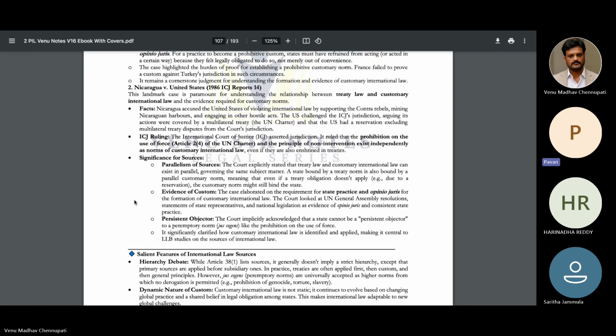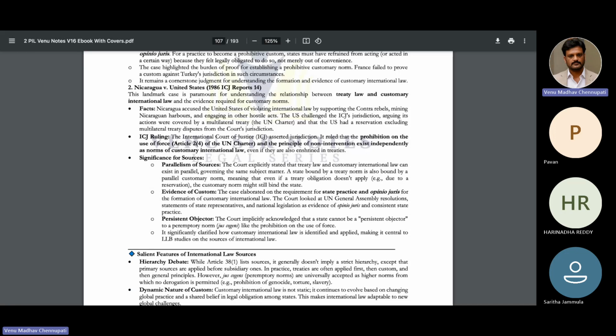So that's about the case. This is basically Nicaragua against the US for violating international law. They went to the ICJ, but the US, as usual, said the ICJ is acting beyond its jurisdiction. Velu sir, anything you want to add here? Yes. Yeah.